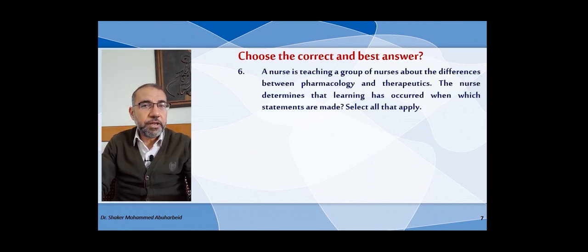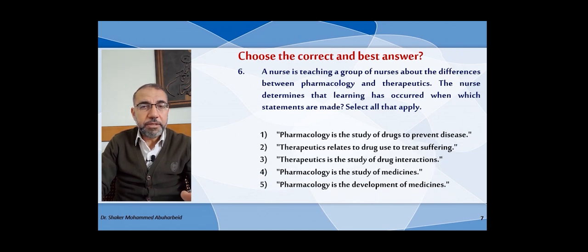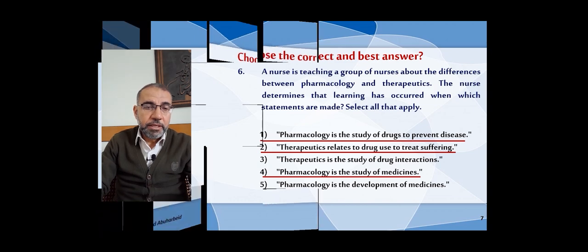A nurse is teaching a group of nurses about the differences between pharmacology and therapeutics. The nurse determines that learning has occurred when which statements are made. Select all that apply. The first statement, pharmacology is the study of drugs to prevent disease. Second statement, therapeutics relates to drug use to treat suffering. Third option, therapeutics is the study of drug interactions. And fourth option, pharmacology is the study of medicines. And finally, pharmacology is the development of medicines. The correct answers are option number one, option number two, and option number four. Next question.